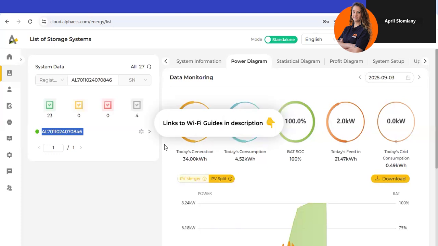We do have Wi-Fi guides available on our website for you to access to reconnect your system so you get that monitoring access back. If the system is in red, there is a fault with the system. At that point, it is time to reach out to us at Tiger and we can have a look into what's going on and assist you further.